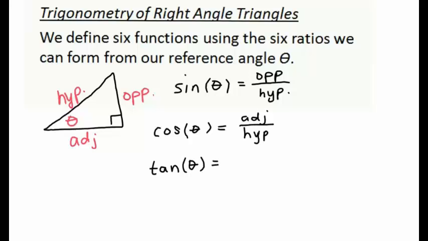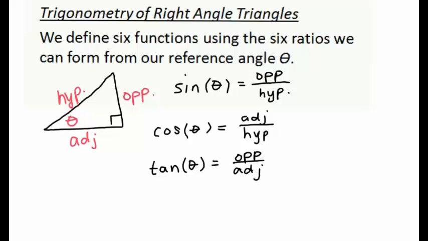And the third one is called the tan of theta, and the tan of theta deals with the ratio of the opposite side over the adjacent side. We can also take each of these three ratios that we have and find the reciprocal of them, and those are three new trigonometric functions as well.